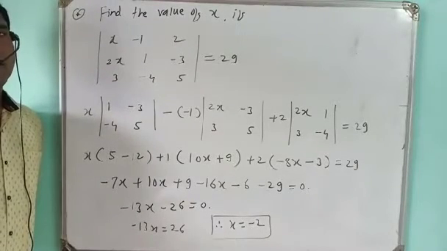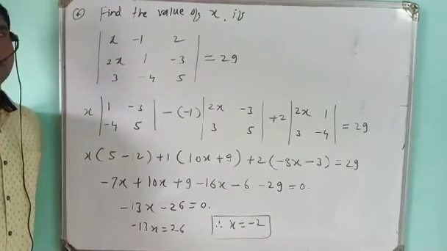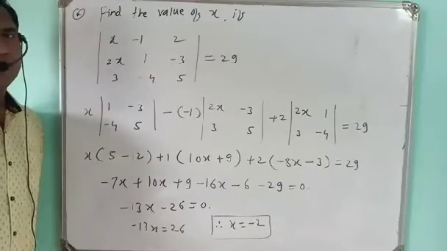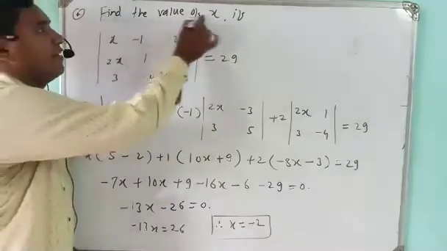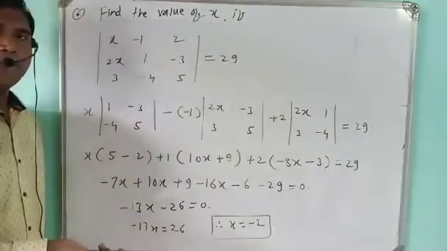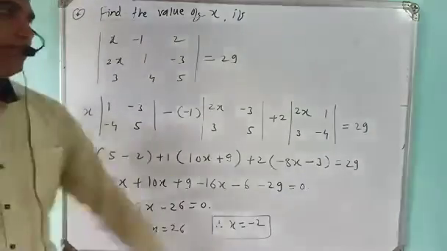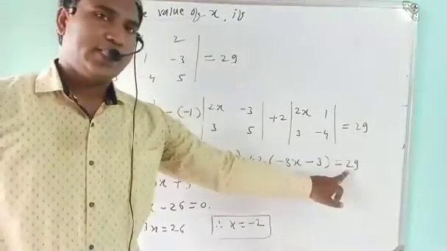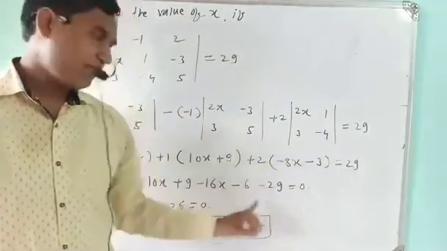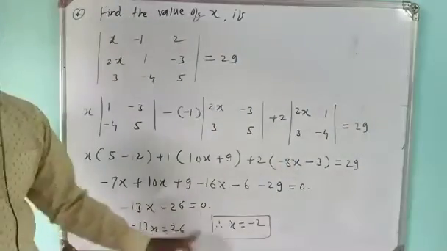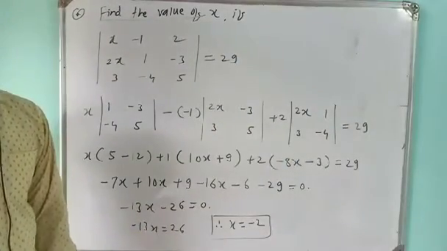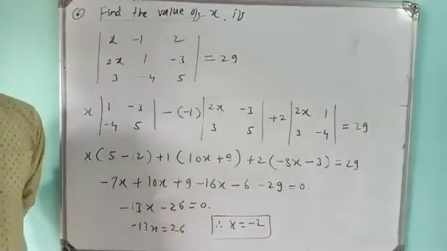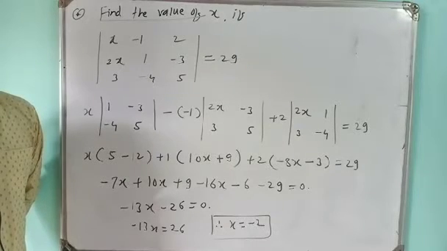In the previous question it was asked to evaluate. Now it is asked to find the value of x. What is the procedure? You only have to expand the determinant. The 29 on this side comes to that side as minus 29, that is equal to 0, and after solving, x is equal to minus 2. Very simple questions.